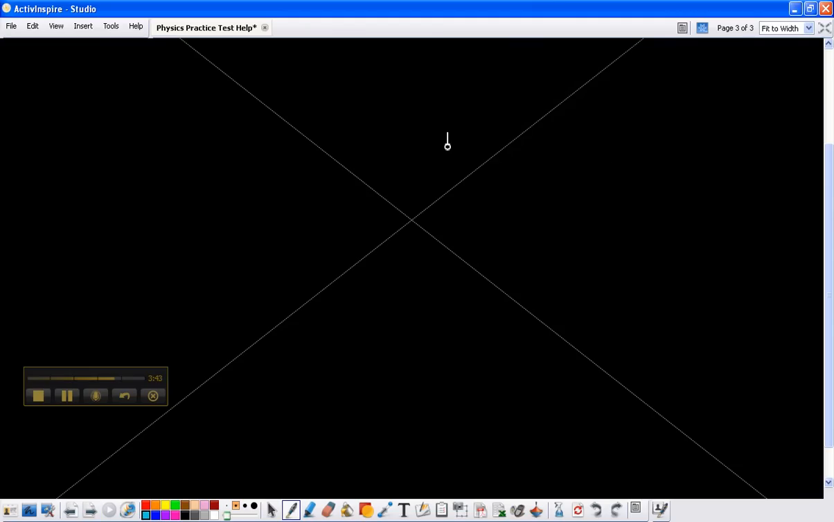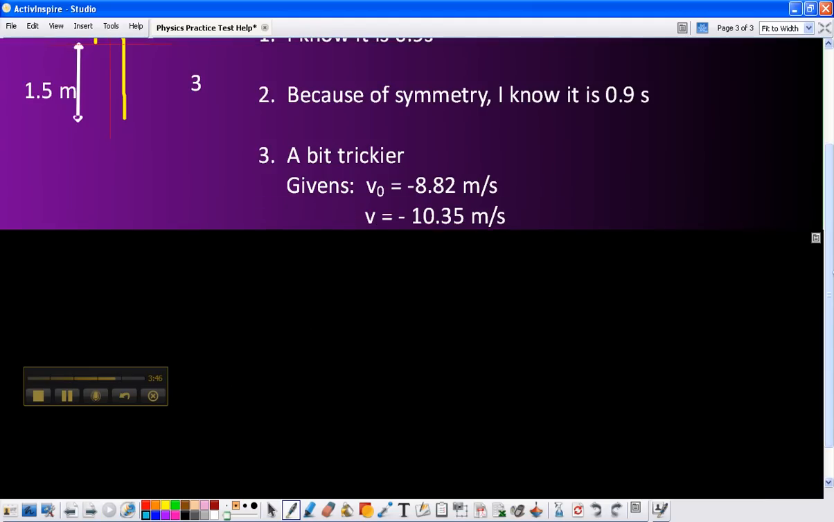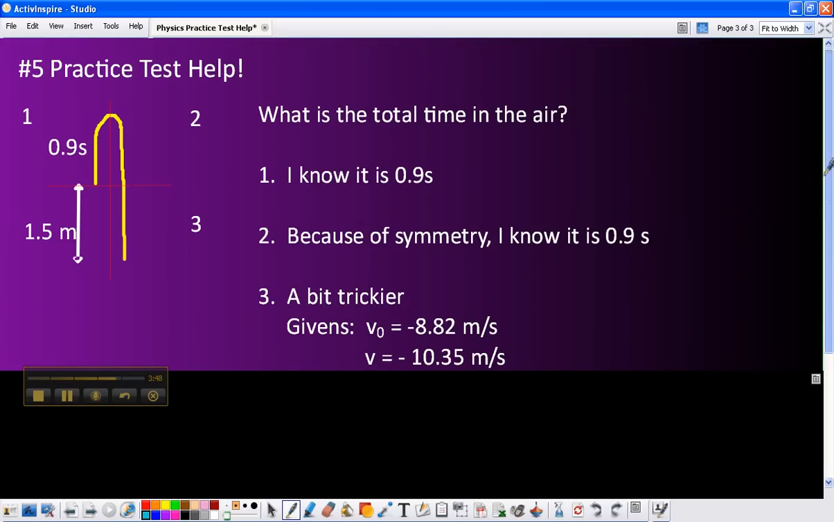Alright, and moving on to the last part, it wants us to find the total time in the air. Over here in section 1, I know that my time is 0.9 seconds, so that's easy. Over here in section 2, I know that because of symmetry, it takes me the same amount of time to go from the peak back to my original point, so that's also 0.9 seconds. So at the end, I'm going to remember to add those 2 together. Then, to find out the time in section 3, it's a little bit trickier.